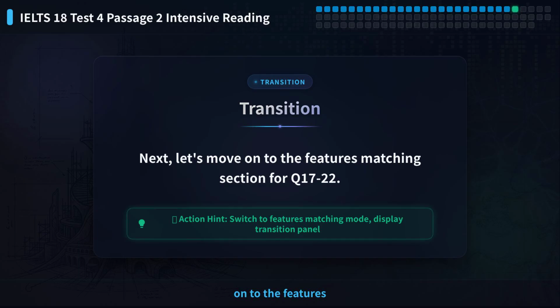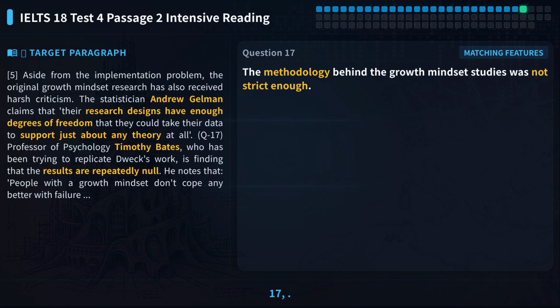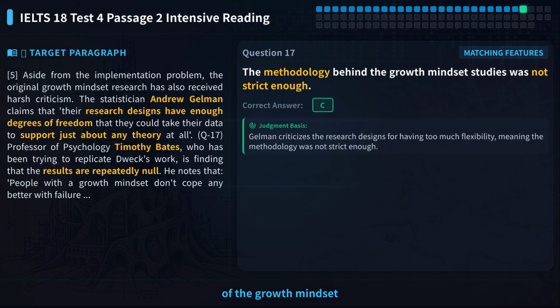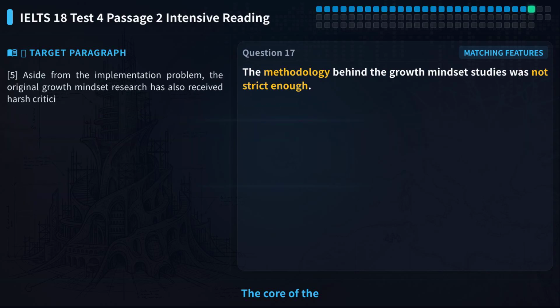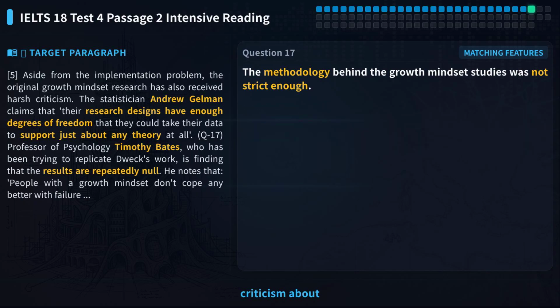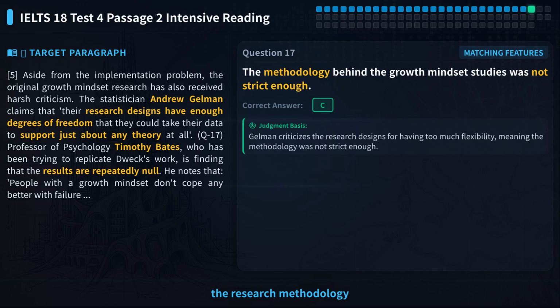Next, let's move on to the features matching section for Q17-22. Let's look at question 17. It says the methodology of the growth mindset studies was not strict enough. Please pause the video and try to match the statement with person C or D. The core of the statement is a criticism about the research methodology not being strict. The key words are methodology and not strict enough.